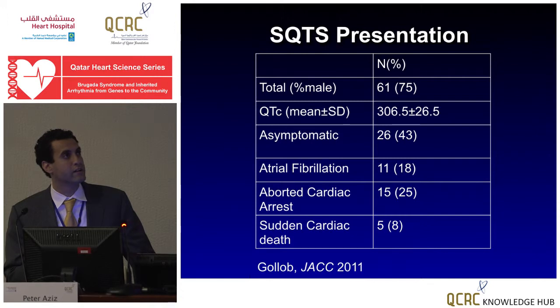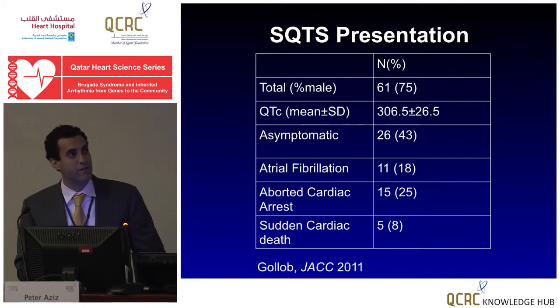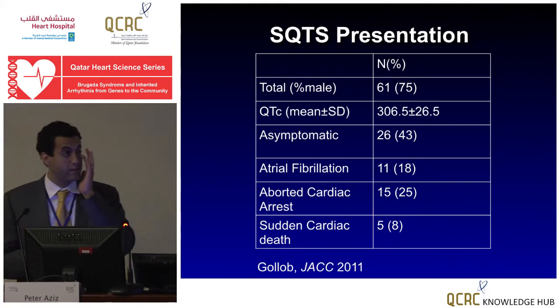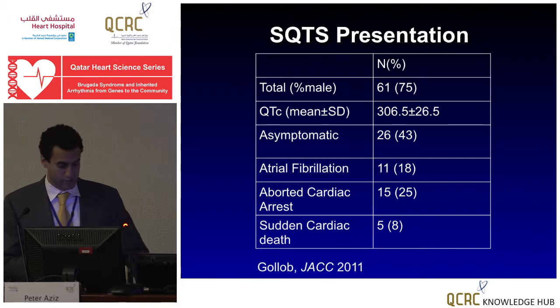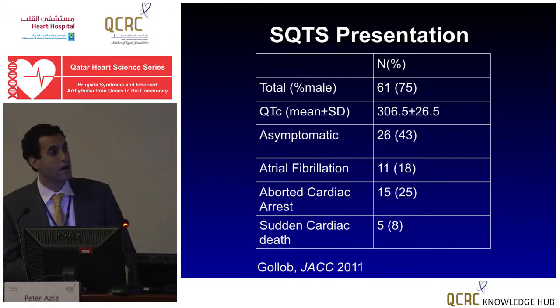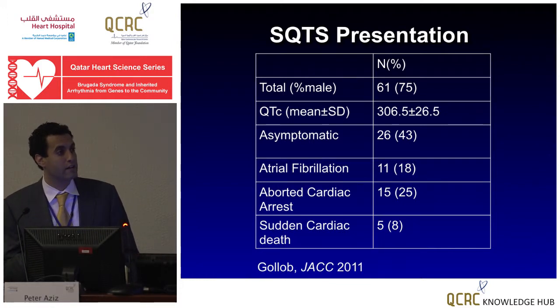61 patients that had short QT, 75% of them were male. Average QTc was about 307. 26, or about 43%, of them were asymptomatic at presentation. 18% had AFib. 25% had an aborted cardiac arrest, which is a really high incidence relative to the other cardiac channelopathies that we know of, and 8% experienced sudden cardiac death.